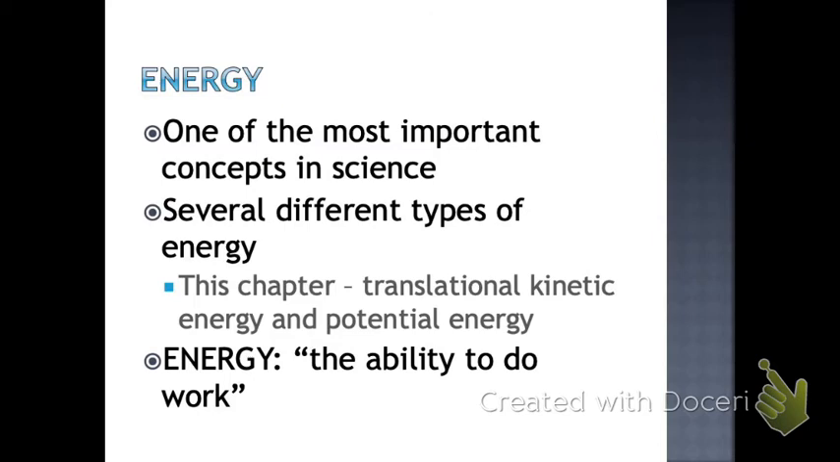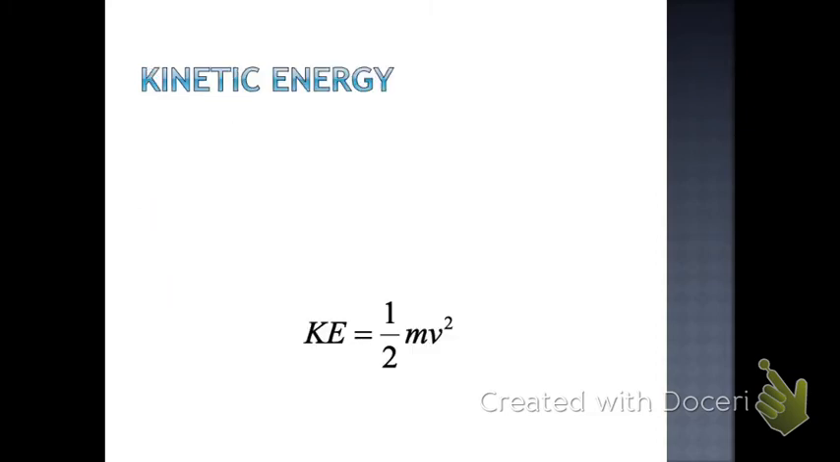The definition of energy is an object's ability to do work. So if we know that work is applying a force to displace an object, then if I have energy, I have the ability to apply a force that moves an object. If any object or system has energy, it has the capability of applying a force and moving an object. That's the definition of energy: the ability to do work.